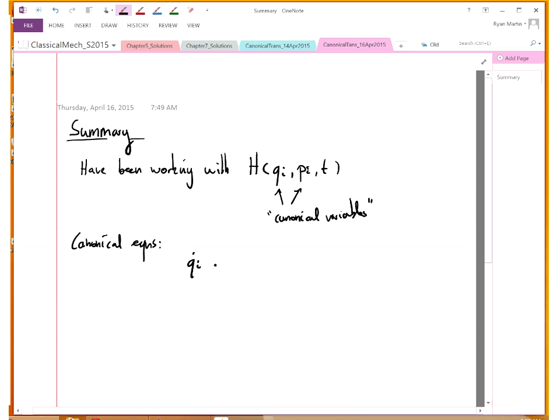If we want to know how q_i evolves with time, then we need to know q_i dot, and that's given by the partial derivative of the Hamiltonian with respect to the conjugate momentum. Similarly, p_i dot is given by minus the partial derivative of the Hamiltonian with respect to q_i.